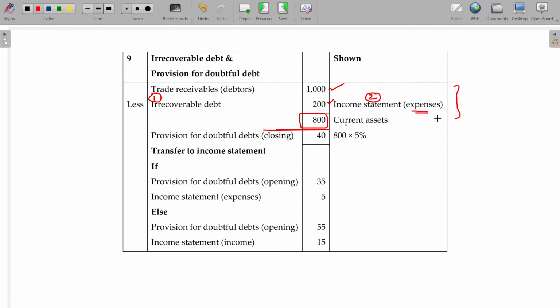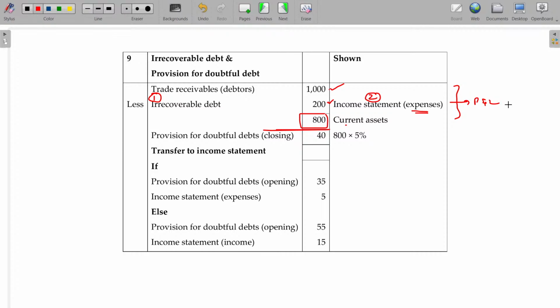Whenever there is an irrecoverable debt, it will be subtracted from the trade receivables. The balance will be your current asset shown in the current assets section of your balance sheet, the financial position statement. The amount subtracted will be your loss or expense, shown in your income statement, the P&L section. This will go to the profit and loss section.